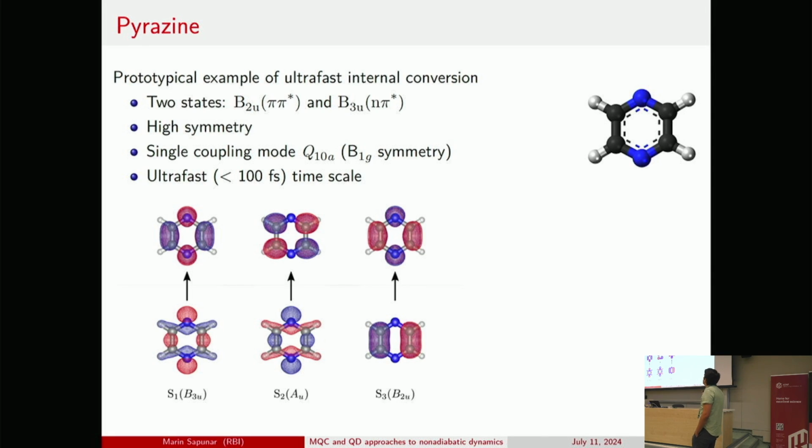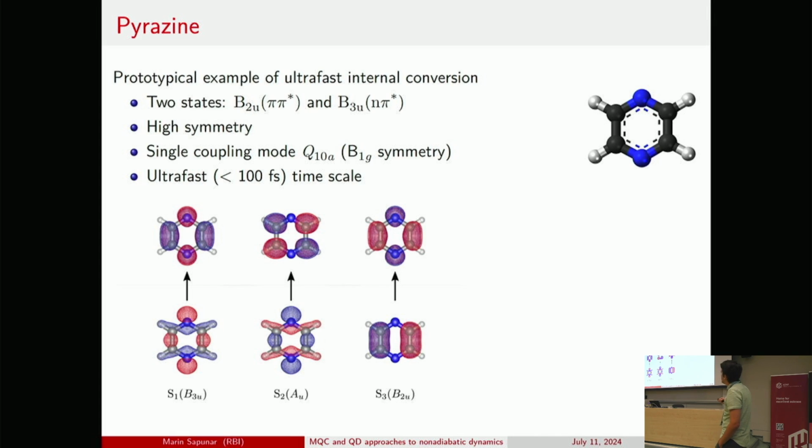So let me get to my examples. First is pyrazine, which is a prototypical example of ultrafast internal conversion. This is a molecule where you excite to this state, and then you have population transfer to the lower states, and it's extremely fast. So we like calculating with it because the reaction is very fast. It has a high symmetry.